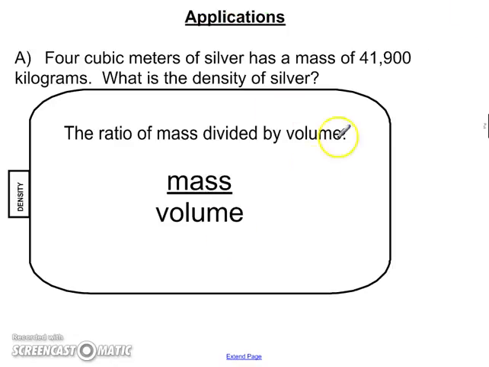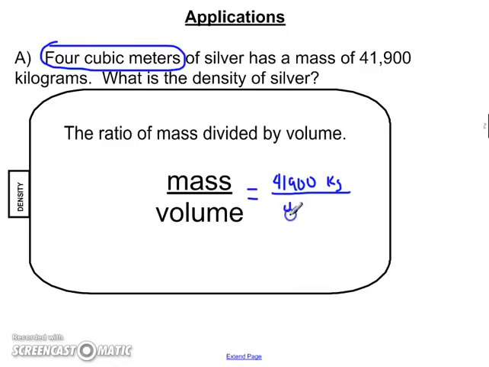So let's go ahead and set this up. We want to find its density. So now let's identify its mass. Well, its mass is 41,900 kilograms. So I'm going to slide that in right here into the numerator of my ratio, kilograms. And its volume is right up here, 4 cubic meters, so that will fall into the denominator. And cubic meters is meters to the third power. Okay, so this would be the rate, 41,900 kilograms per 4 cubic meters.